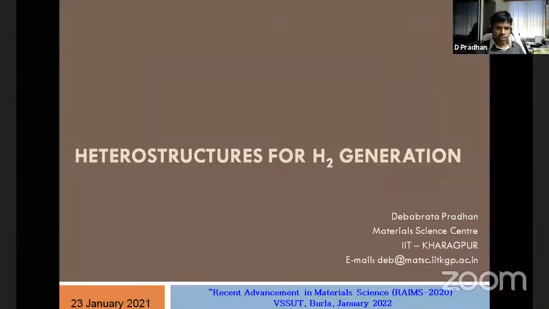Let me quickly start. The topic that I am going to talk about here is the heterostructure for hydrogen generation. In the sense that, as we know, hydrogen is one form of energy. It is a chemical energy. It can be generated by different processes, but the focus will be on how to generate hydrogen using heterostructures, particularly semiconductor heterostructure or metal semiconductor heterostructure, from water splitting reactions.